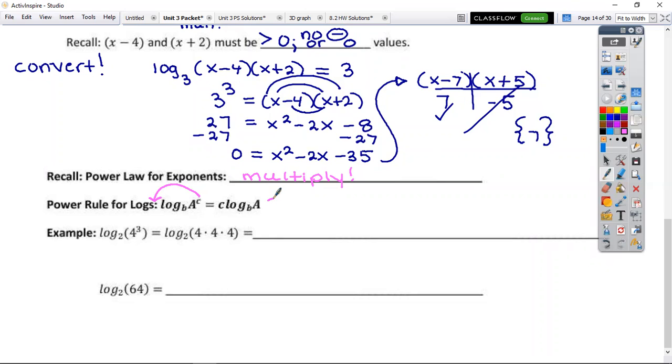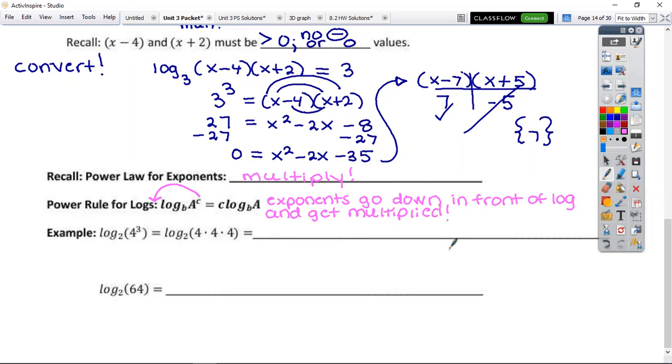So with exponents, I want you to jot down that exponents go down in front and get multiplied, just like that. So exponents go down in front of the log and get multiplied.